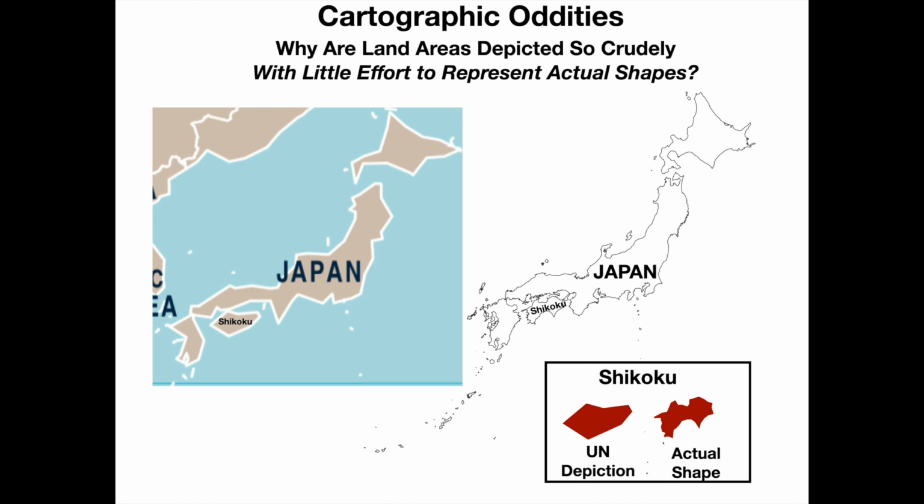Another cartographic oddity to me is why so little effort has been made to represent actual shapes. And I just show this with the UN map of Japan, a conventional map of Japan focusing on the island of Shikoku. And you can just see the UN has a very schematic view of this. It doesn't even really capture its shape much at all. Same with size.